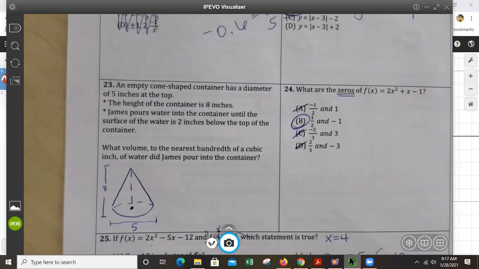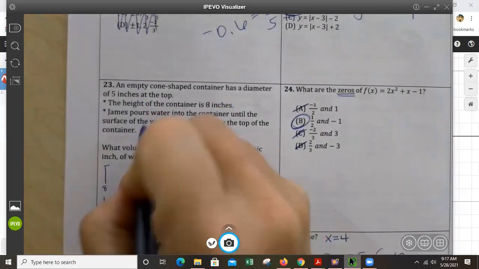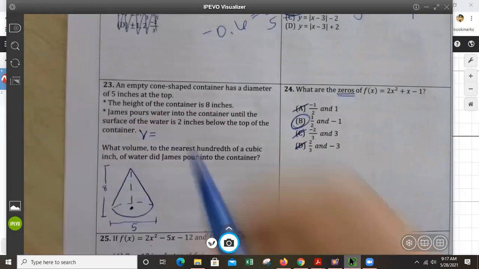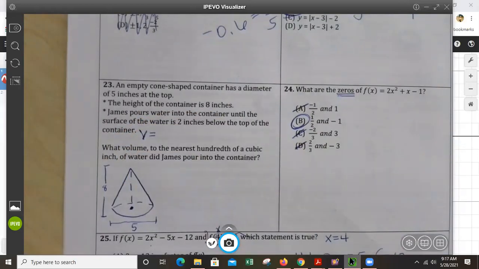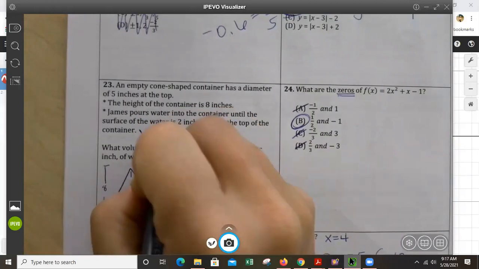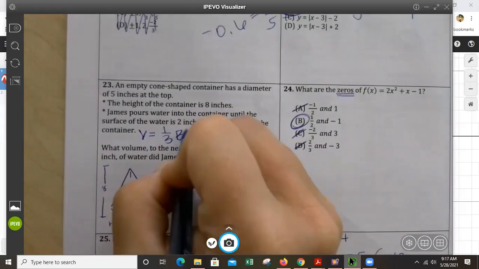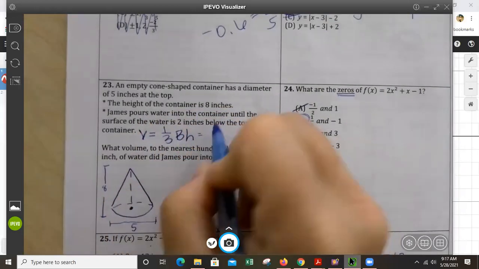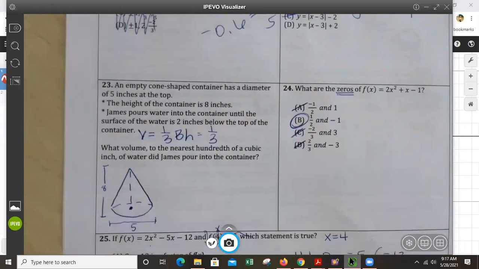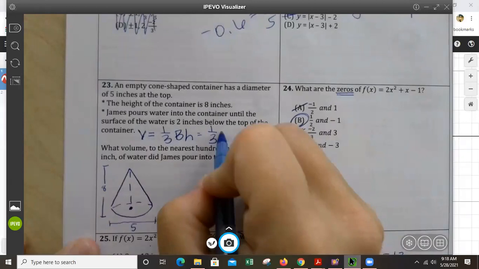Tell me how you find the volume of a cone. What is it? 1/3 big B H. What's that big B stand for? In every formula, what does it stand for? On this one, it's pi r squared because it's the area of the base.